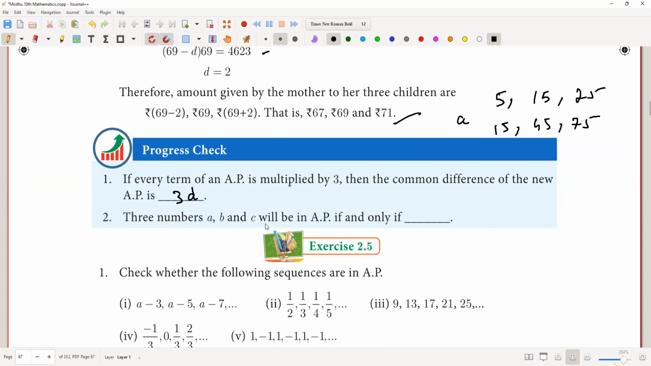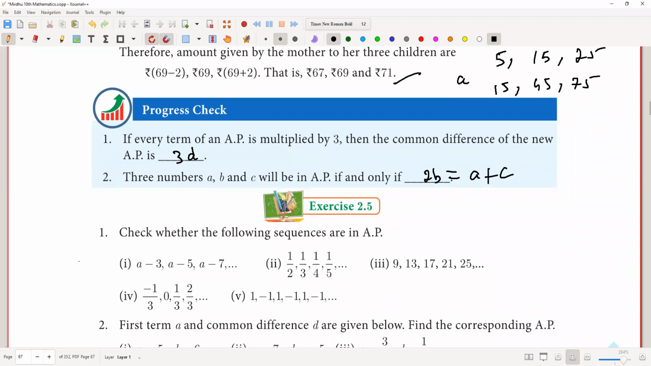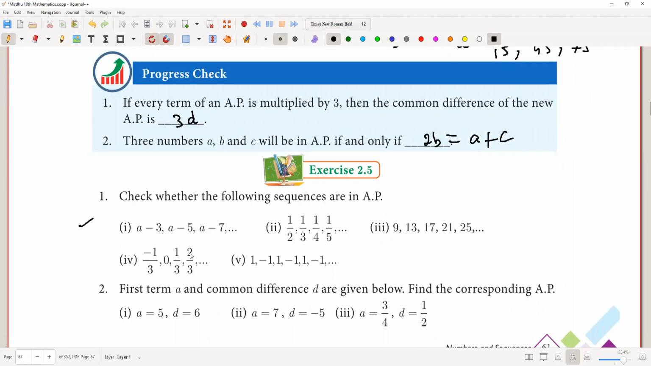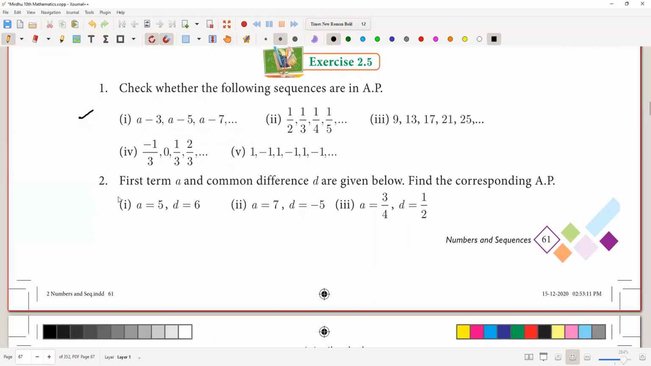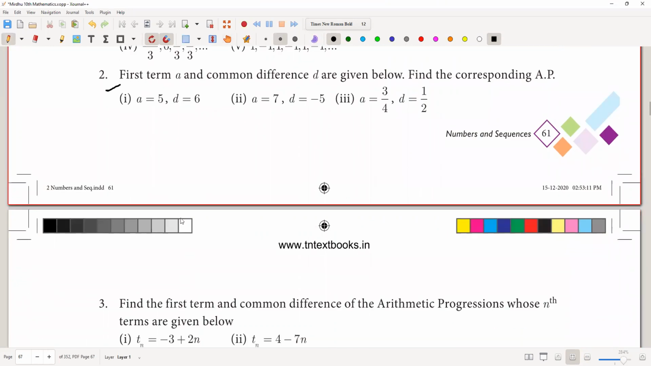Three numbers A, B, and C will be in AP only if 2B equal to A plus C. All right. So subtract and check whether everything is in an AP. This is also not a problem for you. All right. Second sum is not a problem.